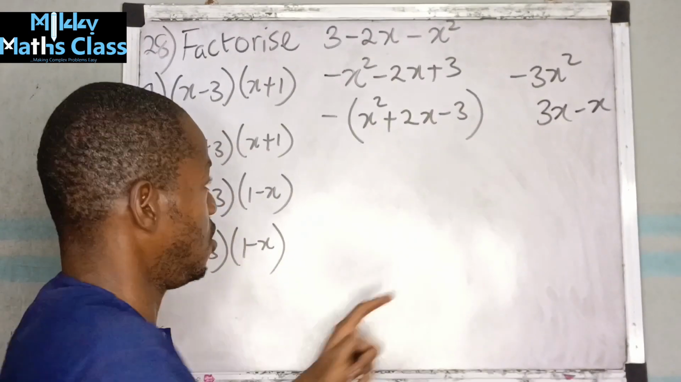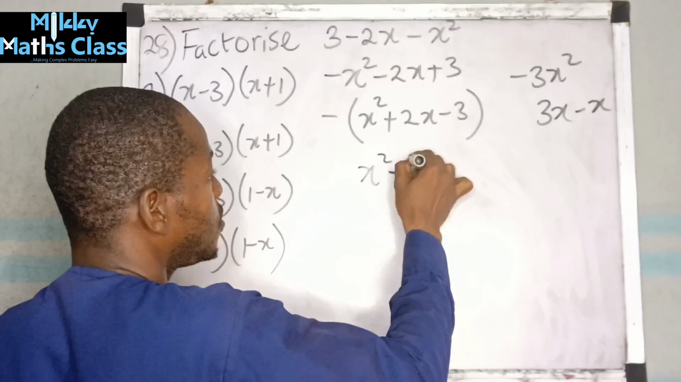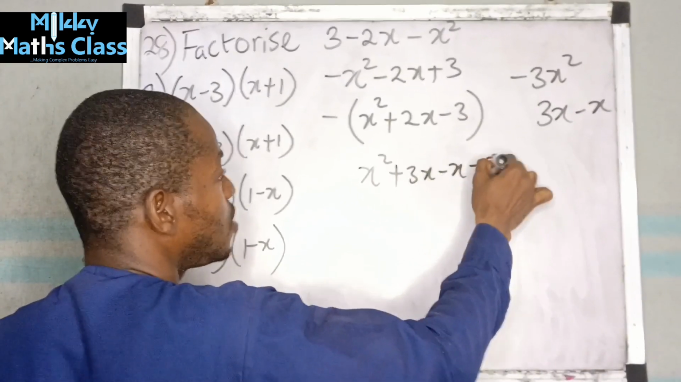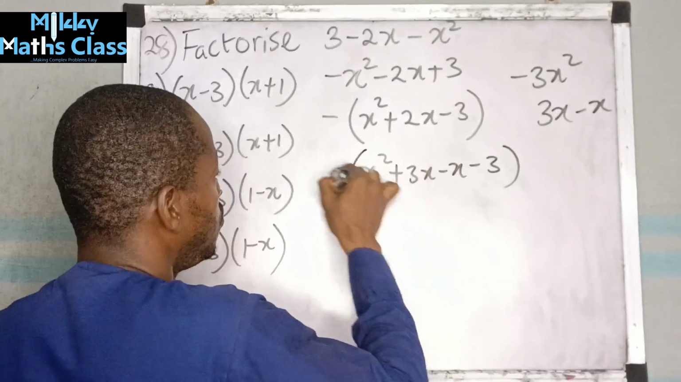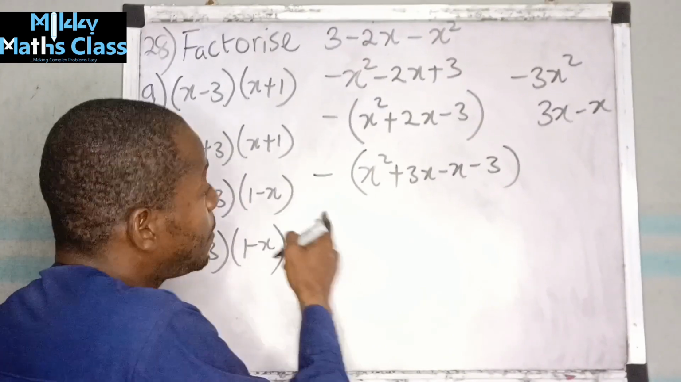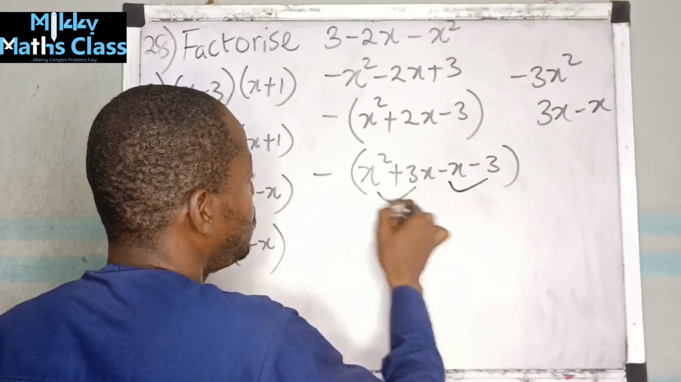So replace this by this. So this becomes x squared plus 3x minus x minus 3. Don't forget we still have our negative 1 here. Now factorize by grouping. What's common here?